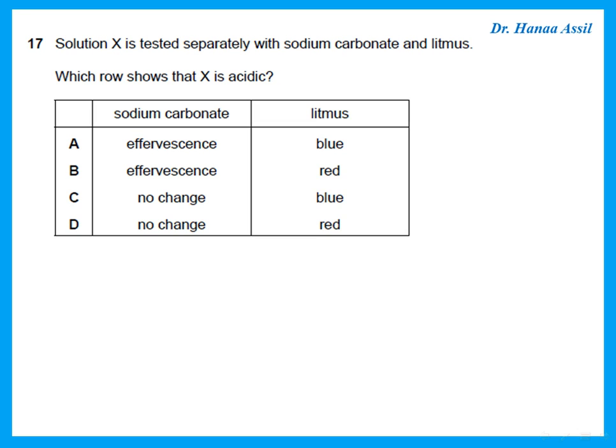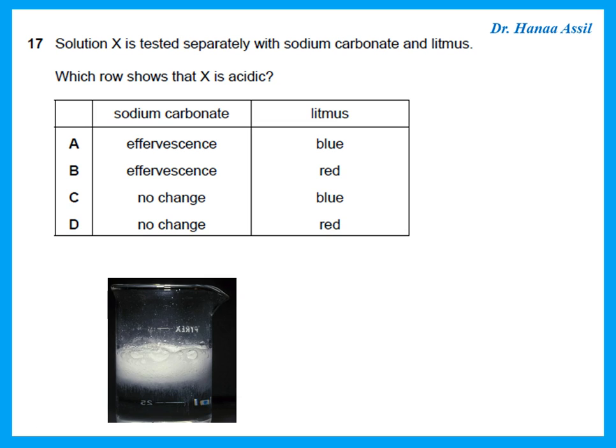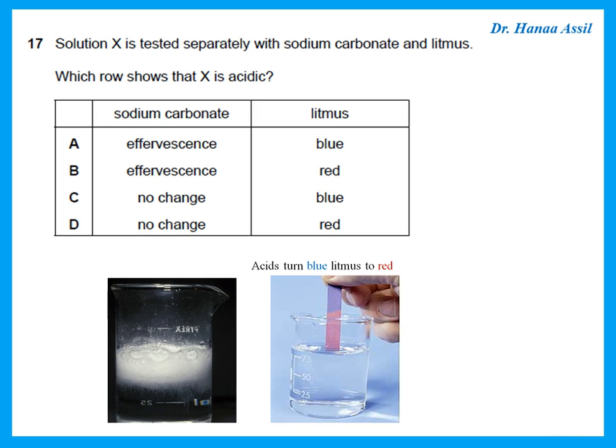Okay, if it is acidic and I add sodium carbonate, what should I see? You should know that sodium carbonate, any carbonate with acid, will give effervescence because it gives bubbles of carbon dioxide gas. Now, if it is acidic, what is the effect on litmus? It will turn the litmus red. So my answer is B. Are we okay?